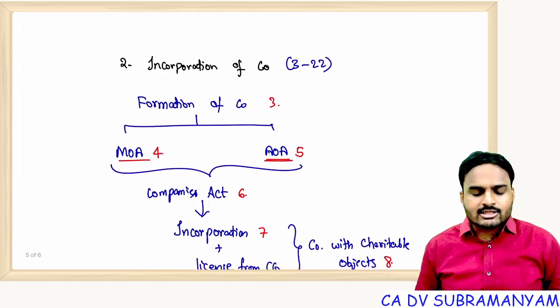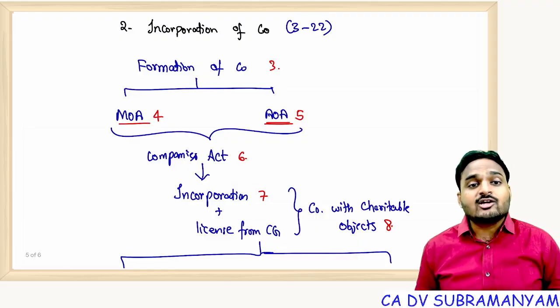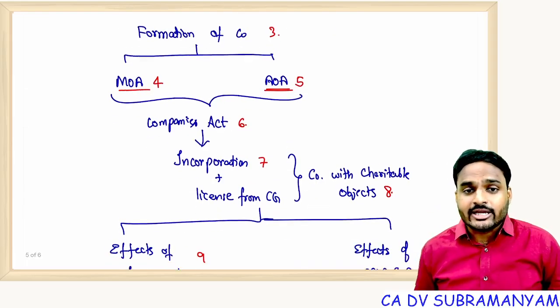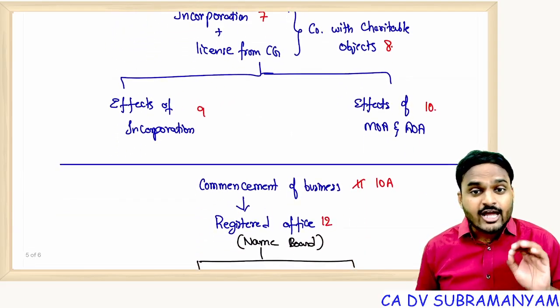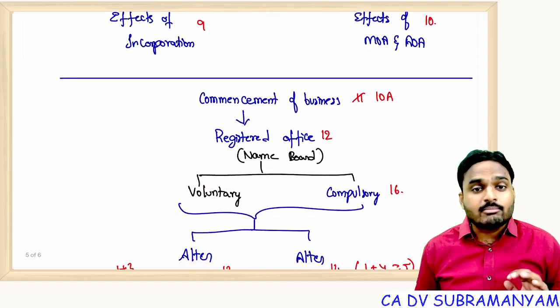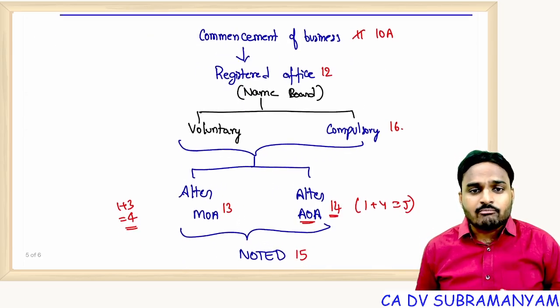Come on, tell me what is section 3? Formation of company. 4. MOA. 5. AOA. 6. Act overrides MOA, AOA. 7. Incorporation. 8. Section 8 company. 9. Effect of incorporation. 10. Effects of MOA, AOA. 10A. Commencement of business. 12. Registered office. 13. Alteration of MOA.